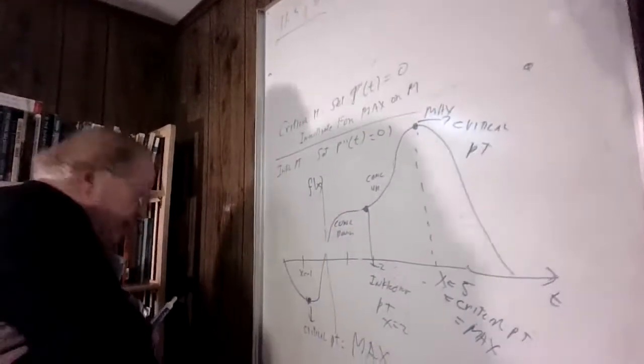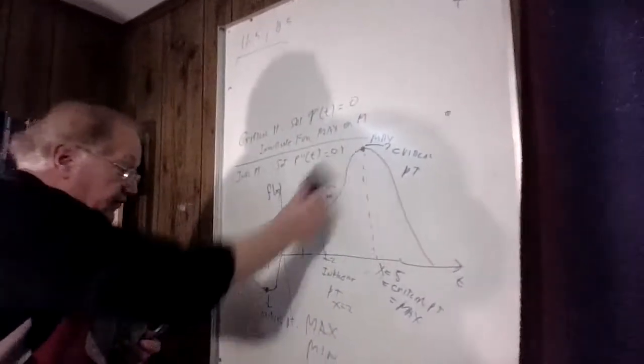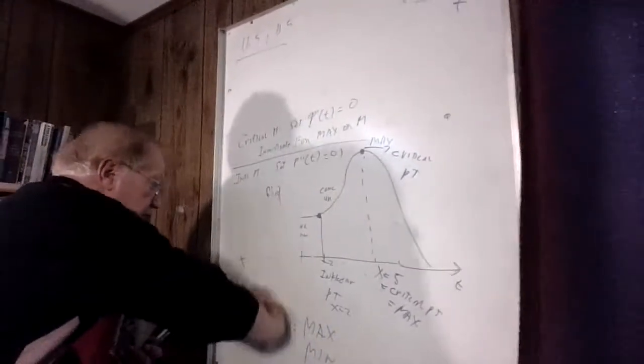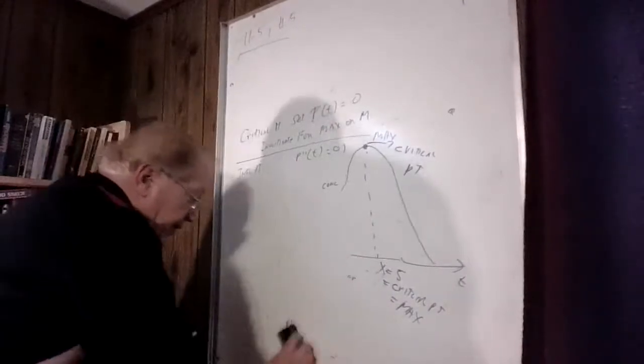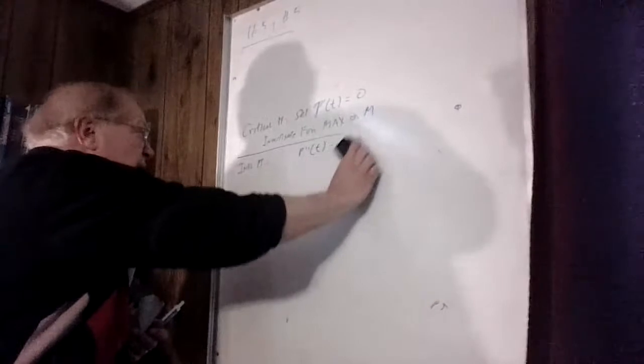I'm going to erase this now. Hopefully you know the difference between inflection points and critical points now. Critical points are at a max or min. Inflection points just show that the curve is changing from concave up to concave down. Critical points, first derivative equals 0. Inflection points, second derivative equals 0.